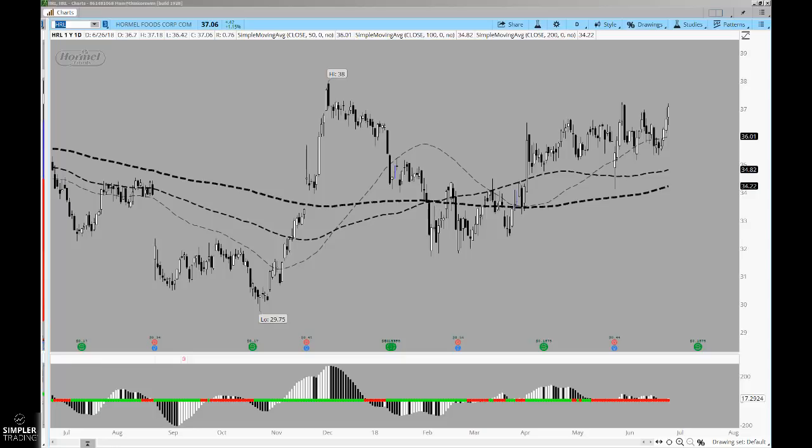So I hope that helps, gives you a couple different names to look at, all with a very similar setup, and I think it'll be worth following over the course of the next couple of weeks.